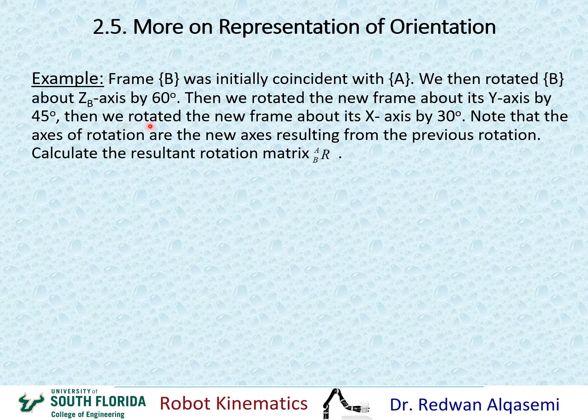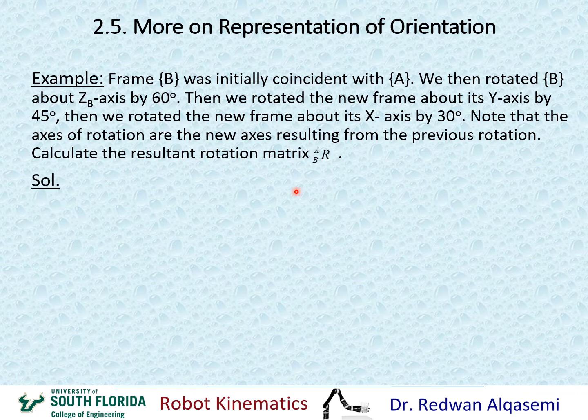Then again, we rotated about the new frame. We rotated the new frame about its x-axis by 30 degrees. Again, we do the rotation about the new axes resulting from the previous rotation. Now what you need to do is calculate the resultant rotation matrix R of B relative to A.